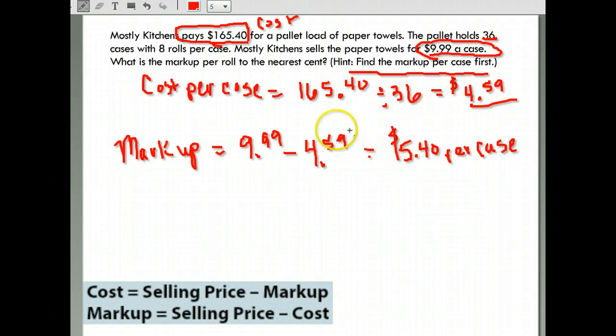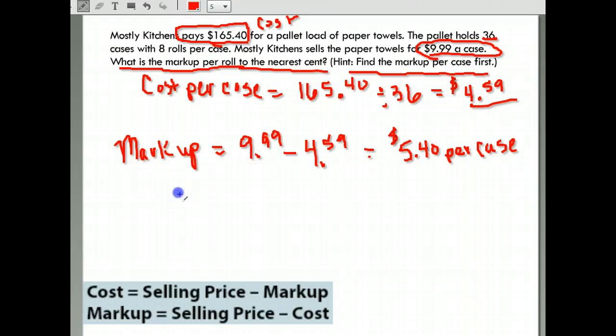That's for each case, and that is a dollar sign I put there. It kind of looks like, I'll delete it because it kind of looks like a 1. Okay, so far we've done our hint. The hint was to find the markup per case. The markup is $5.40 for each case. The question actually asks, what's the markup per roll? And they want that to the nearest cent.